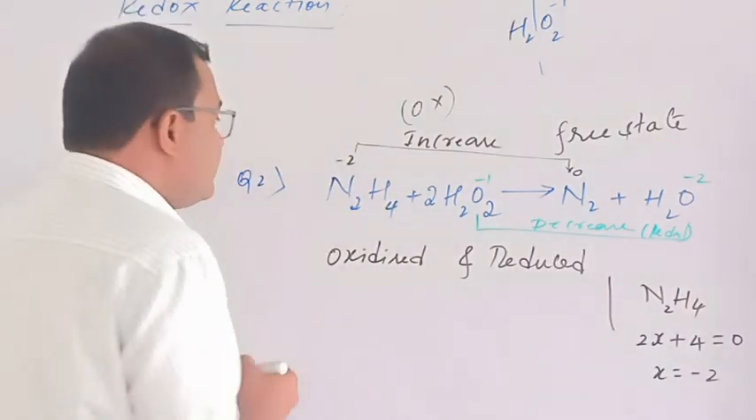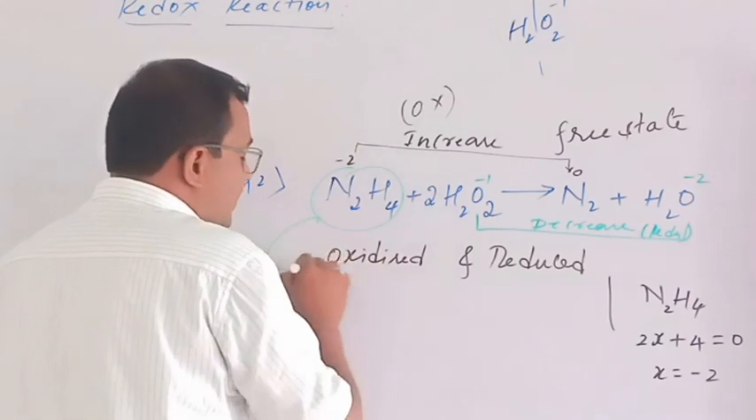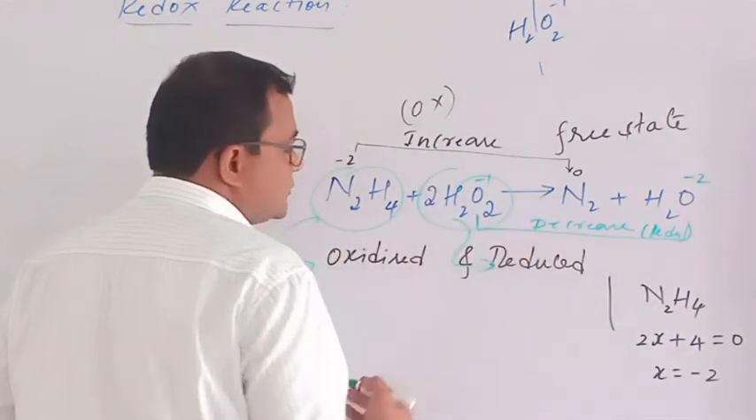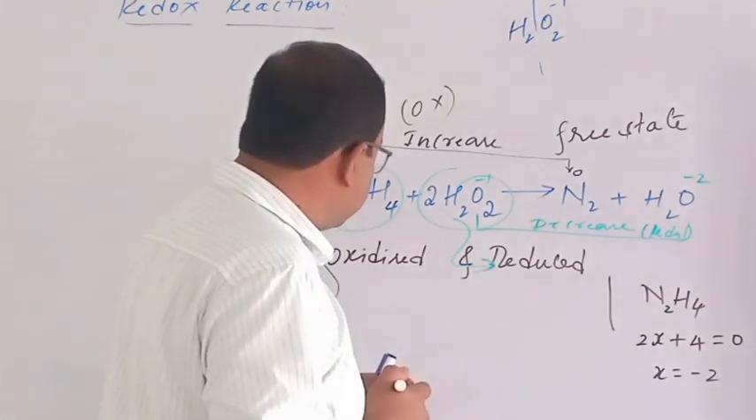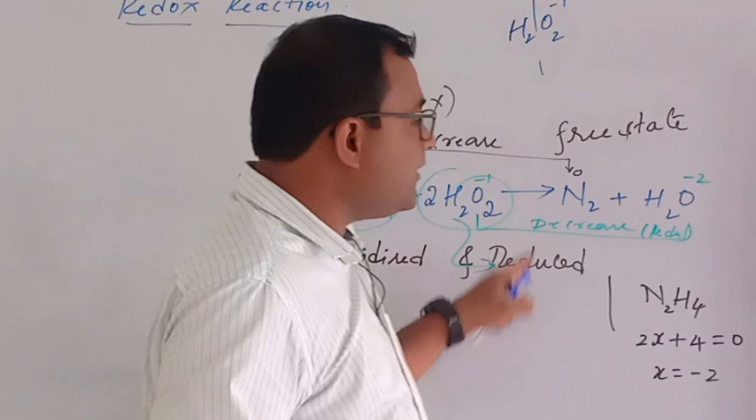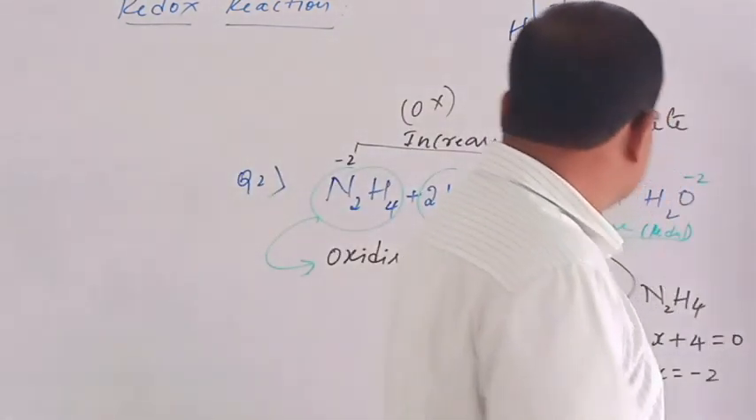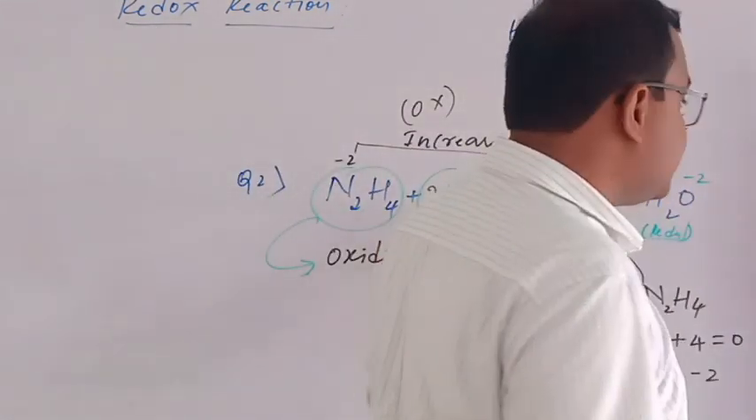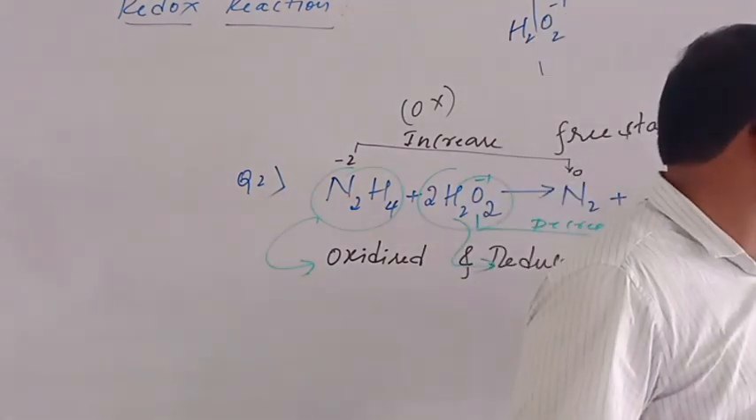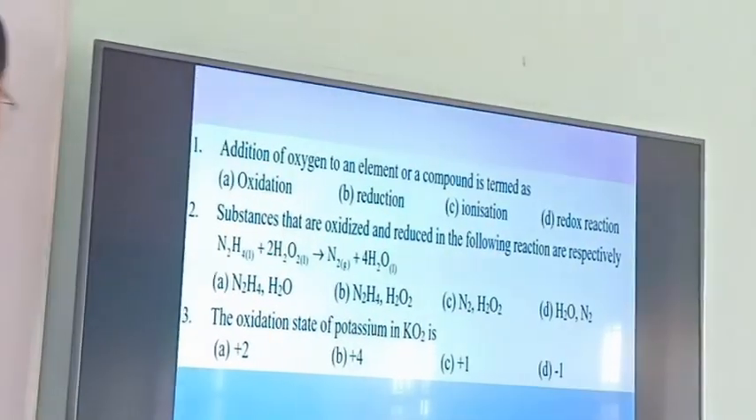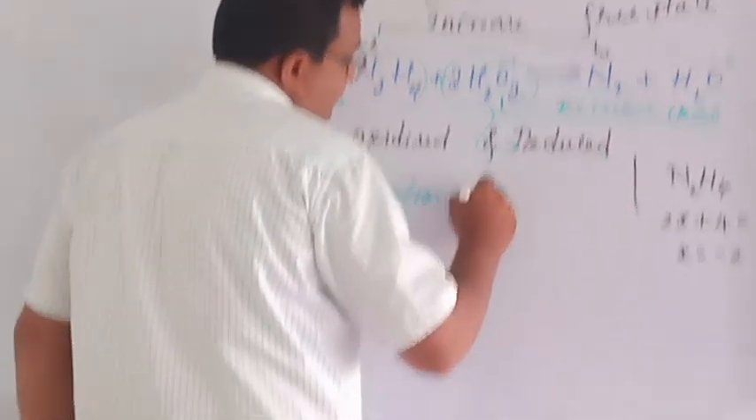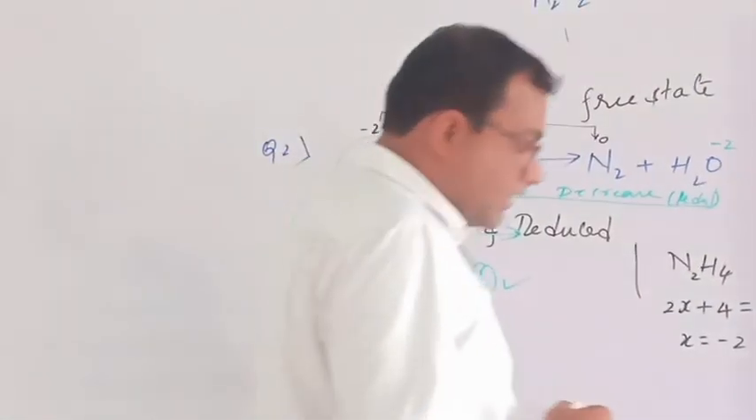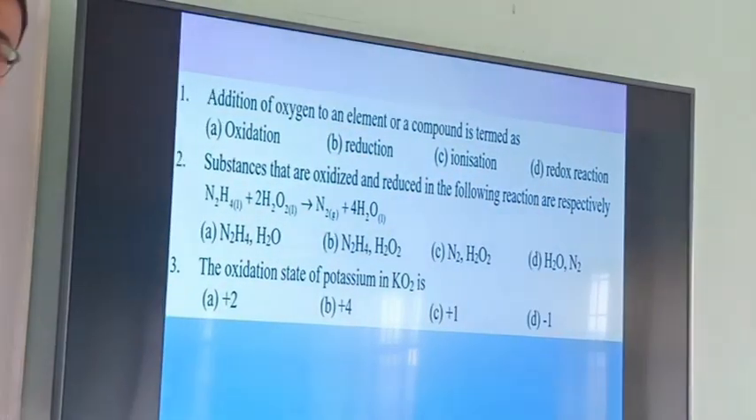So which one gets oxidized and which one gets reduced? This one gets oxidized and this one gets reduced. N2H4 gets oxidized, H2O2 gets reduced. Such is the option. N2H4 is given, H2O2 is also given. The correct answer is option B.